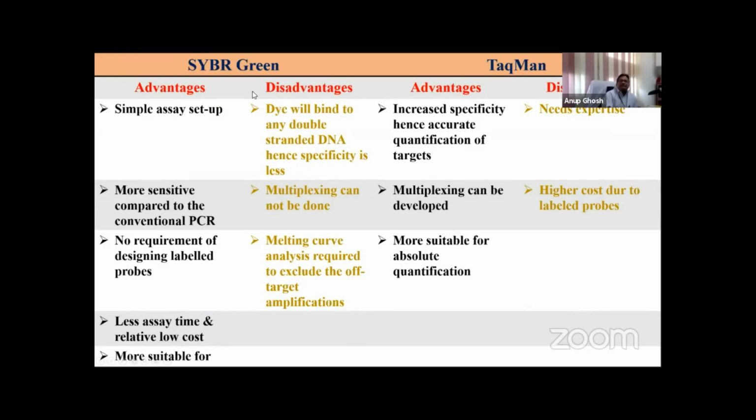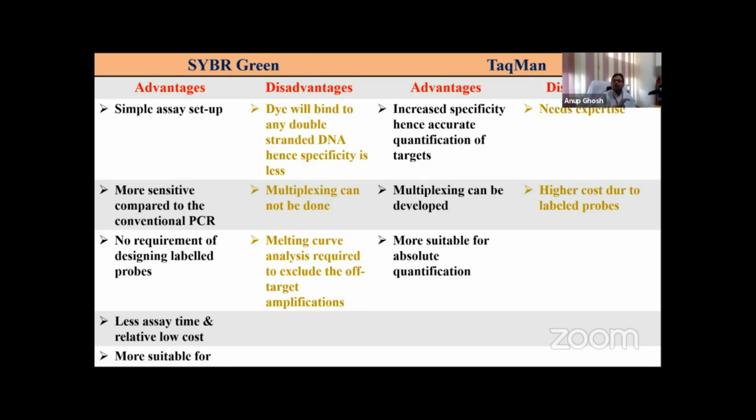Now, in both cases there are some advantages or disadvantages. In case of SYBR Green, this is a simple assay. This is more sensitive, there is no requirement of designing labeled probes, less assay time, and low cost. But there are some disadvantages, like the dye will bind to any double-stranded DNA, and that is the main drawback. When we are doing PCR, sometimes we get primer dimer. Primer dimer is also double stranded, so you may get fluorescence, and you may get a high CT value. It doesn't mean that that is real. So that's the drawback. Another drawback is you cannot do multiplexing.